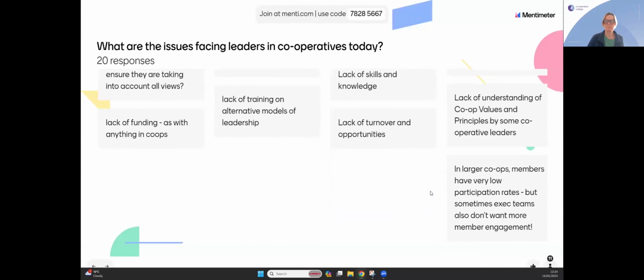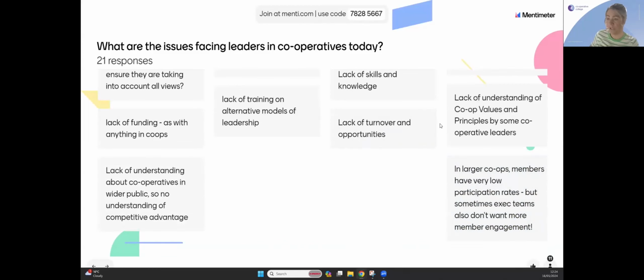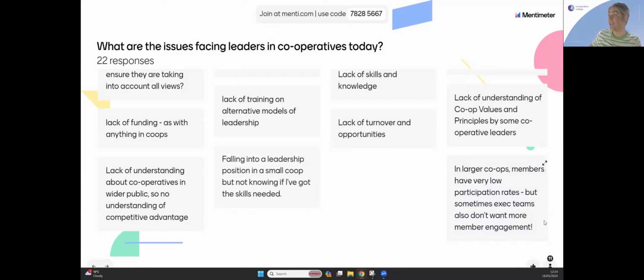So there's some great answers on here. Lack of turnover and opportunities, lack of understanding about cooperatives in the wider public, absolutely. So no understanding of the competitive advantage. In larger co-ops, members have very low participation rates, but sometimes exec teams also don't want more member engagement. So it's trying to find that bit in the center, isn't it, where everybody is happy.